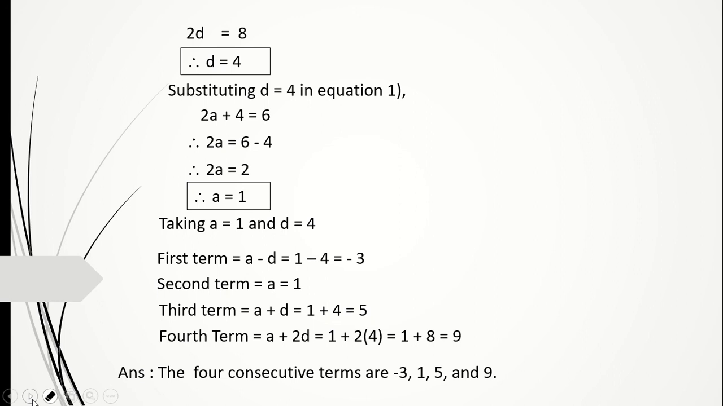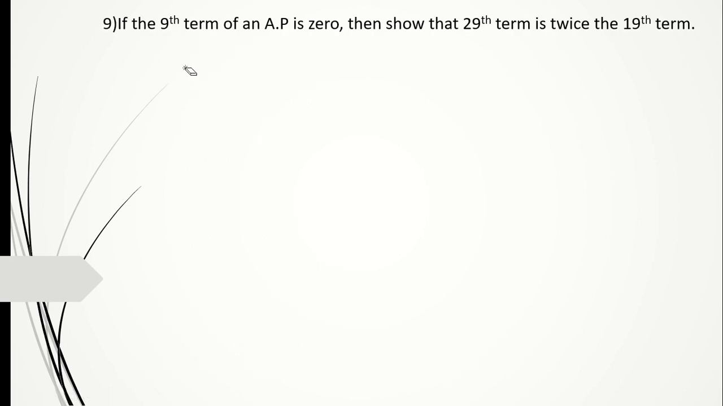That's it. Let's move on to the last sum from practice set 3.3. If the 9th term of an AP is 0, then show that the 29th term is twice the 19th term. Okay, so here we just have to show that, we don't have to find anything as such. The 9th term is given as 0.